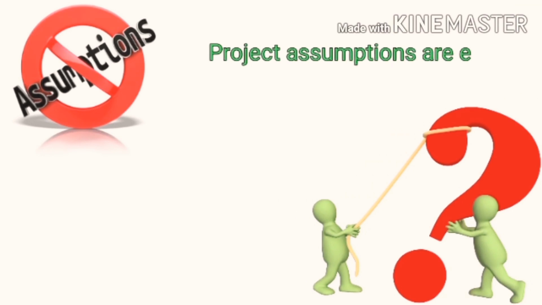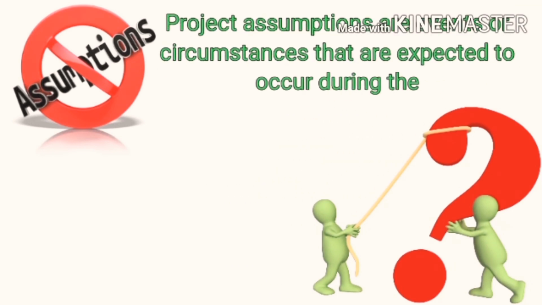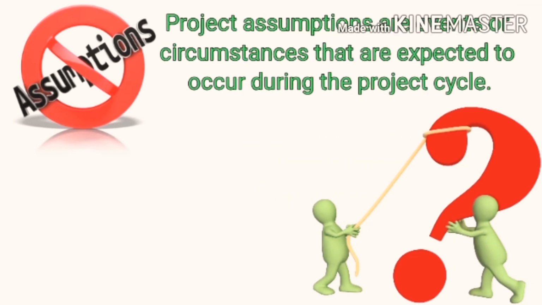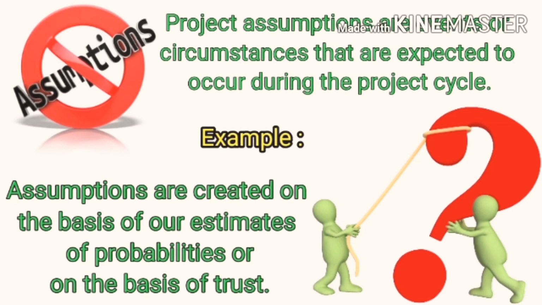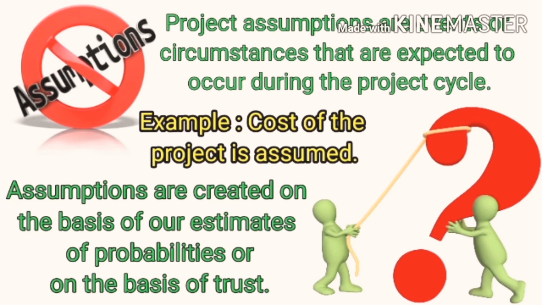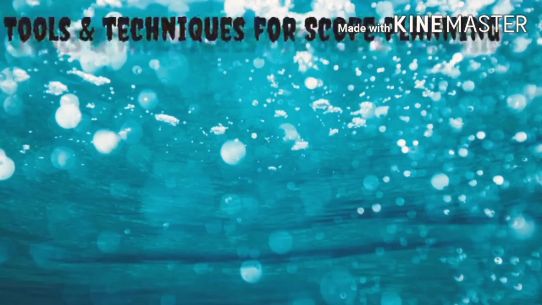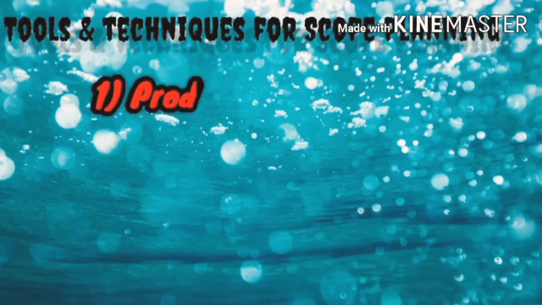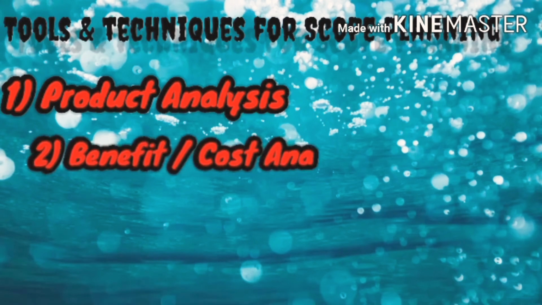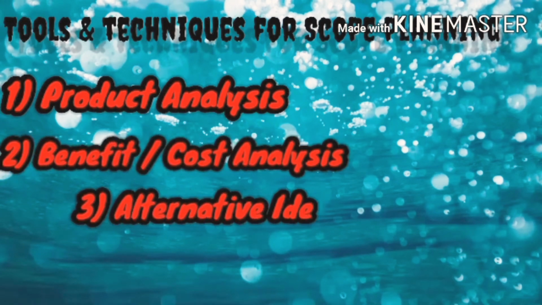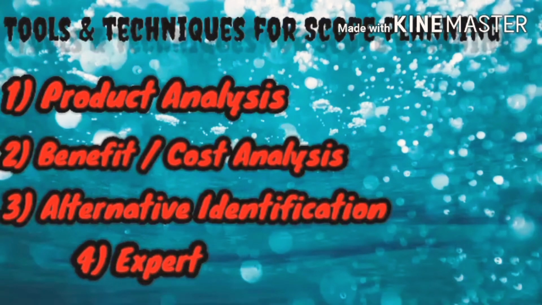Assumptions. Project assumptions are events or circumstances that are expected to occur during the project cycle. Assumptions are created on the basis of estimates of probabilities or on the basis of trust. Example: cost of the project is assumed. Tools and techniques for scope planning: product analysis, benefit cost analysis, alternative identification, and expert judgment.